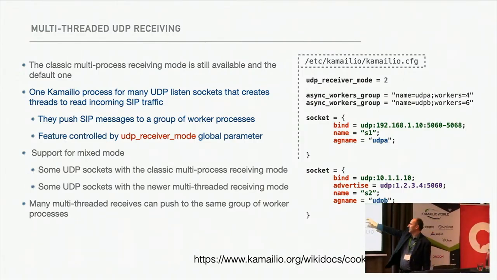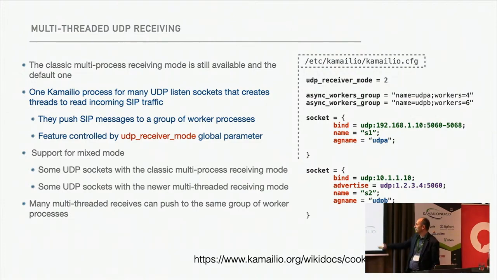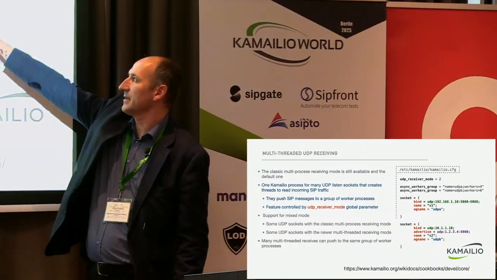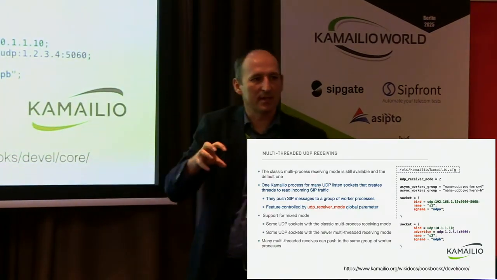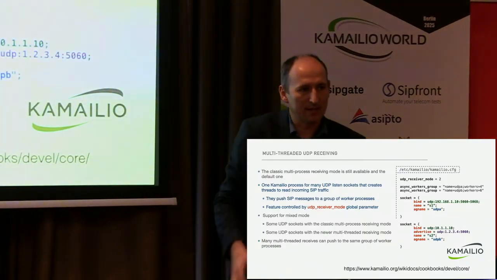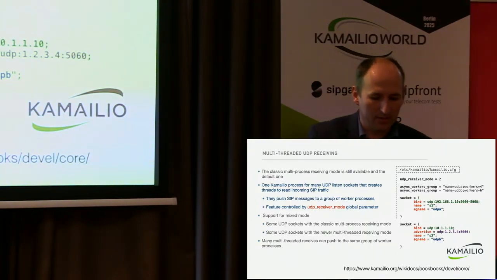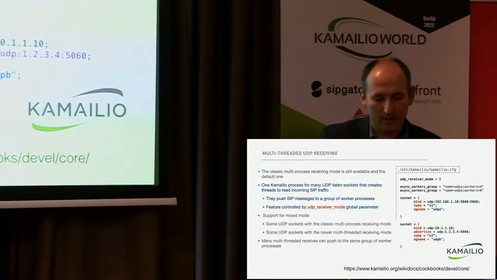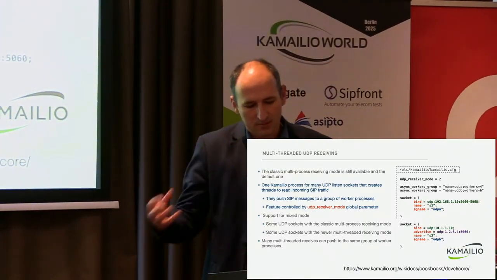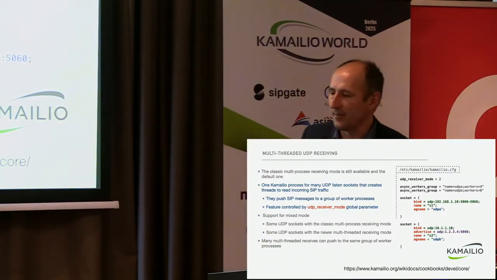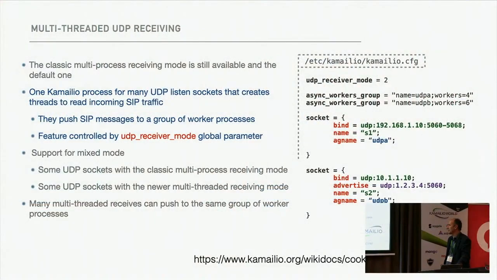And here I have 2 different groups, but you can have another socket and send it to the UDP-A group. So you can have many sockets sending to the same async group. And by that, you can eventually reduce the number of connections to the database. You know, no more allocation of private memory for too many processes that would be created otherwise for each of these listen sockets.